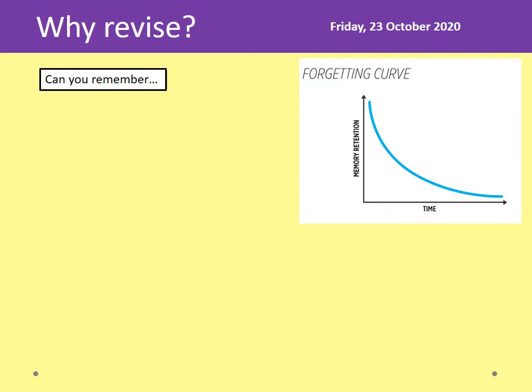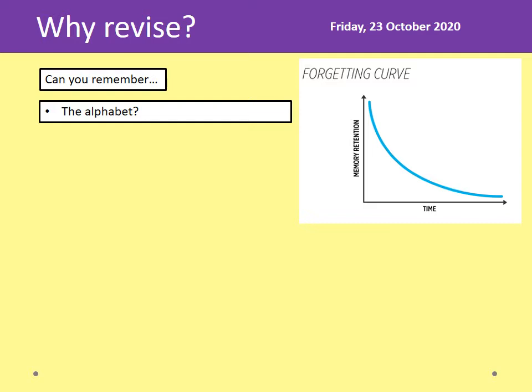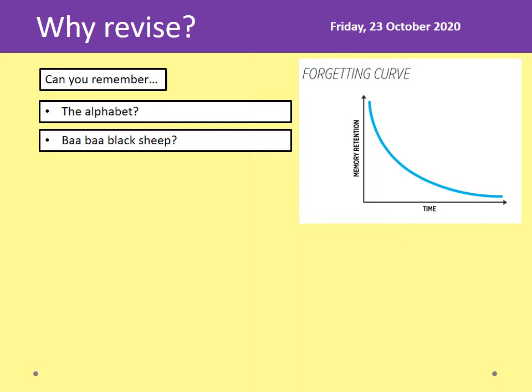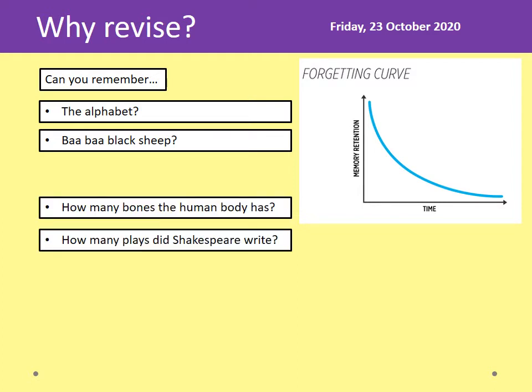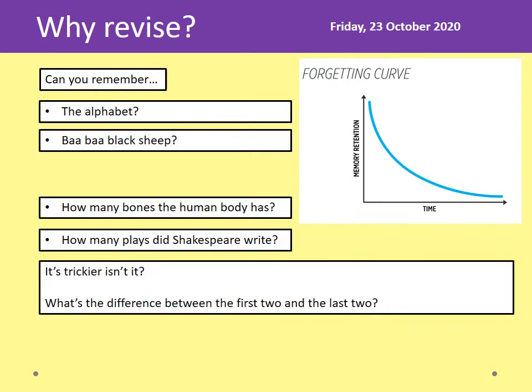So if we go back to thinking about why we bother revising, I'm sure all of you can remember your alphabet and things like common nursery rhymes. Nursery rhymes are probably less remembered than the alphabet. However, if you're asked a more specific fact from later on in your life, even though you learnt it more recently, it is likely you don't remember it as well. Have a think about the differences between the first two and the last two.